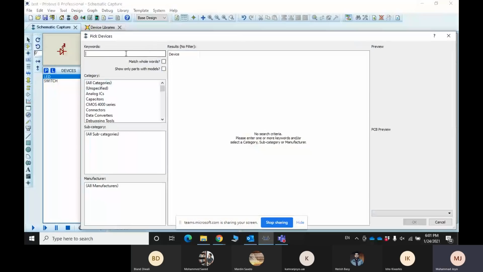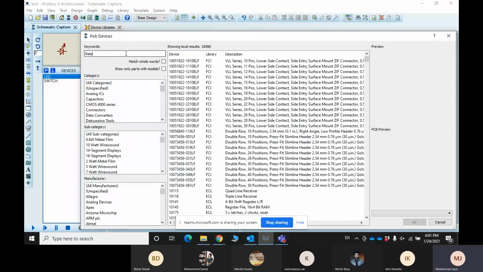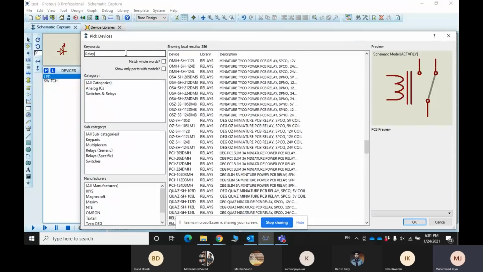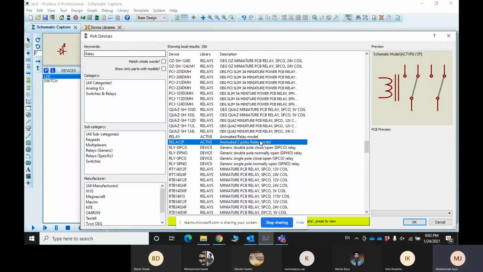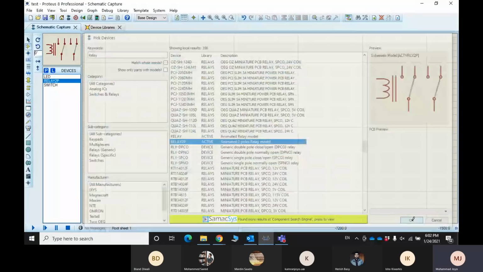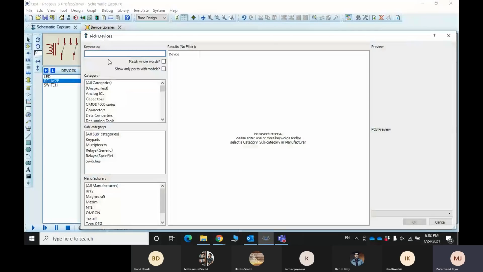Okay, what we want to pick over here is a relay. So we take an animated two-pole relay over here so we can see when it switches. Okay, we already have an LED. We can add a transistor.